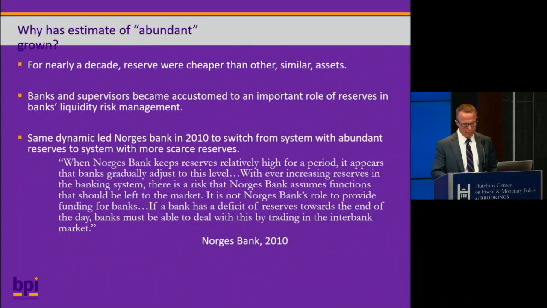Now, why has the Fed's forecast of the minimum abundant level of reserves grown steadily over time? When the Fed completed QE3, reserves peaked at $2.8 trillion, and for nearly a decade, the interest rate the Fed paid on reserve balances was above the interest rate banks could earn on other similar liquid assets. Over time, banks and their supervisors took actions that made sense in that environment, and they then became accustomed to the resulting important role of reserves in banks' liquidity management.